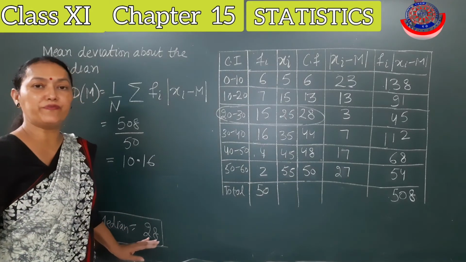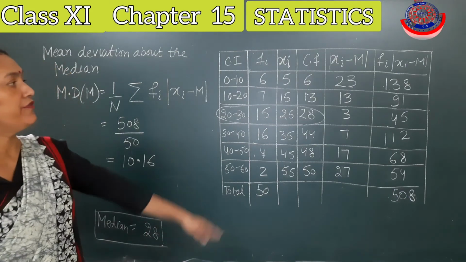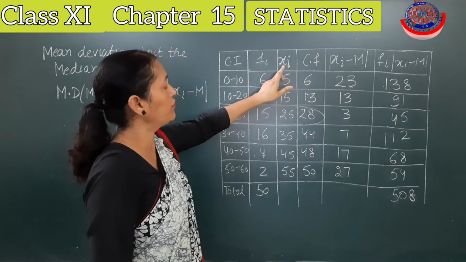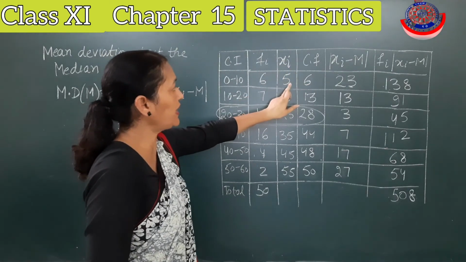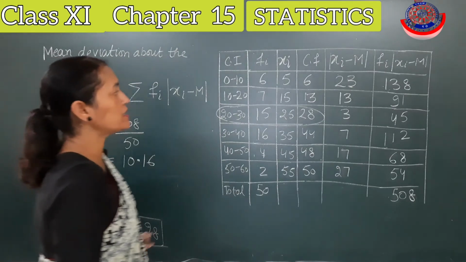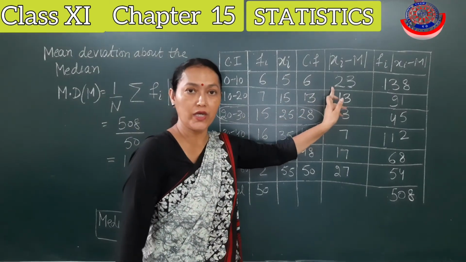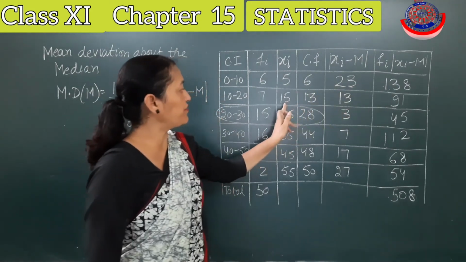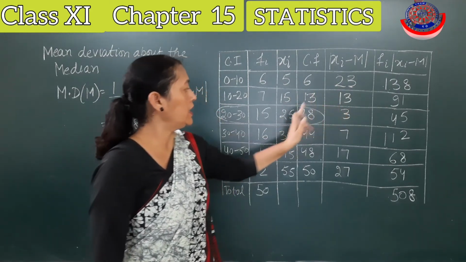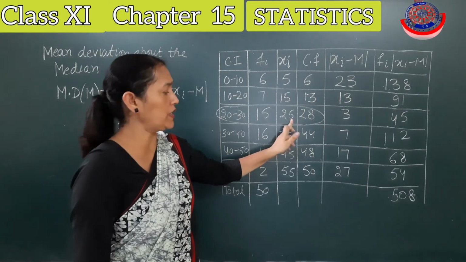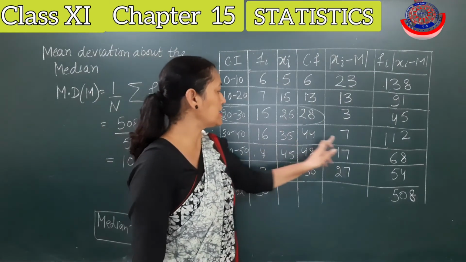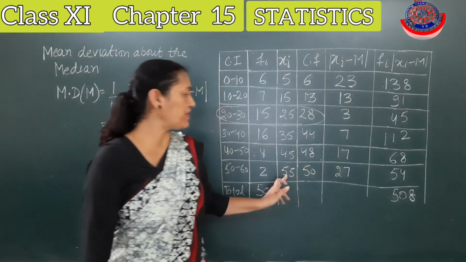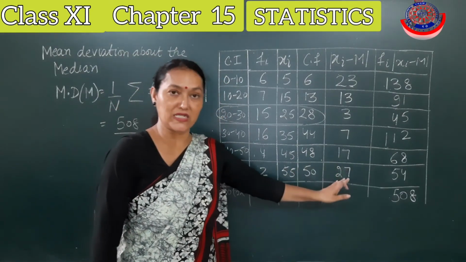After getting the value of median as 28, we will be subtracting median from each observation. From xi, when the value is 5, if we subtract 28, 5 minus 28 will give us minus 23, but after taking mod it will become plus 23. Then 15 minus 28, 13. 25 minus 28, 3. 35 minus 28, 7. 45 minus 28, 17. And 55 minus 28 gives us 27.